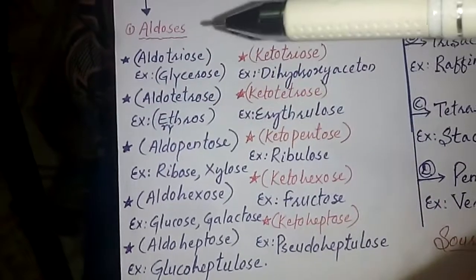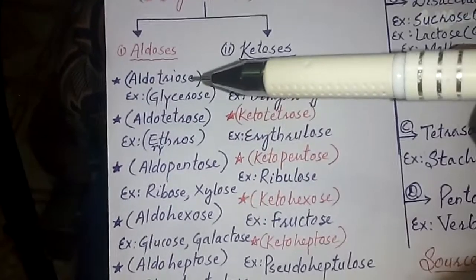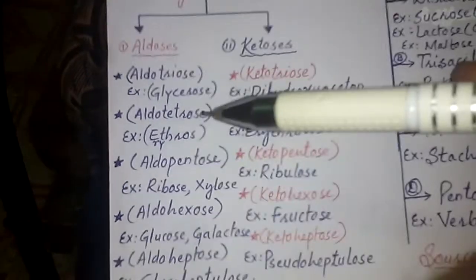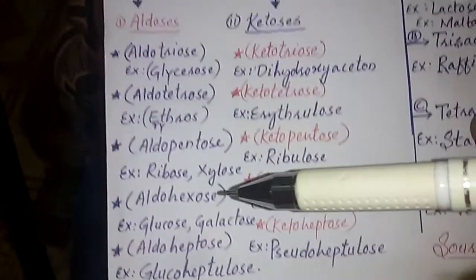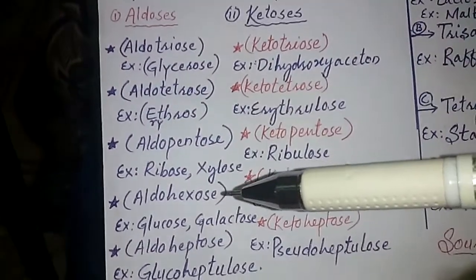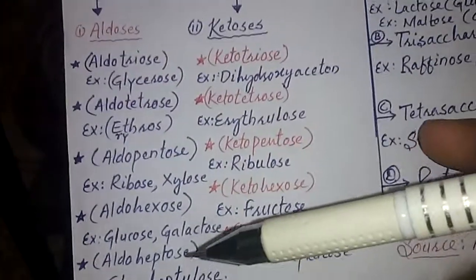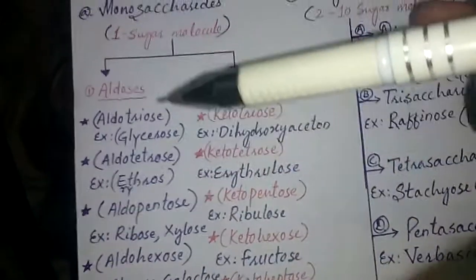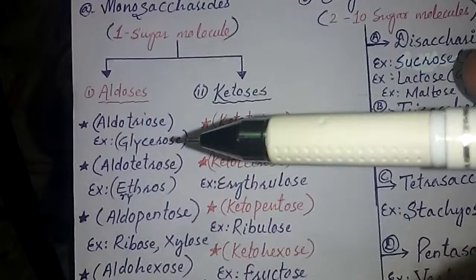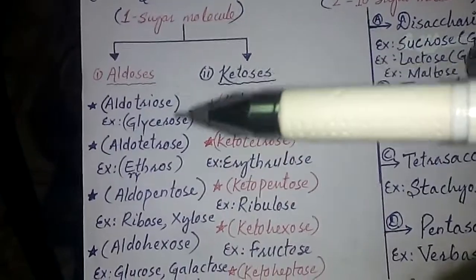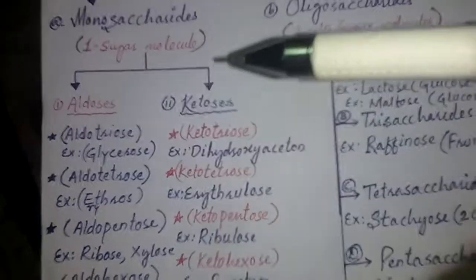The example of this aldoheptose is glucoheptulose. So these are the types of the aldoses: aldotriose 3 carbon atoms, aldotetrose 4 carbon atoms, aldopentose 5 carbon atoms, aldohexose 6 carbon atoms, and aldoheptose 7 carbon atoms. So these are the different types of the aldoses in which the aldehyde functional group is there, and on the basis of the number of carbon atoms, these are the different types of the aldoses with their suitable examples.